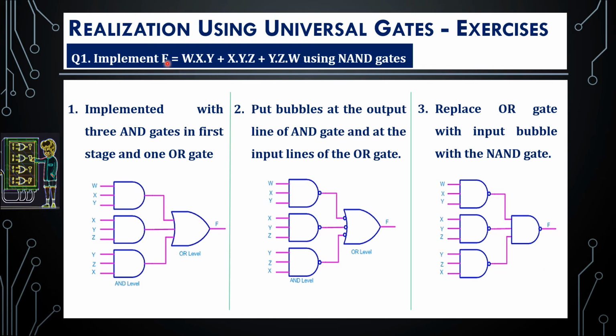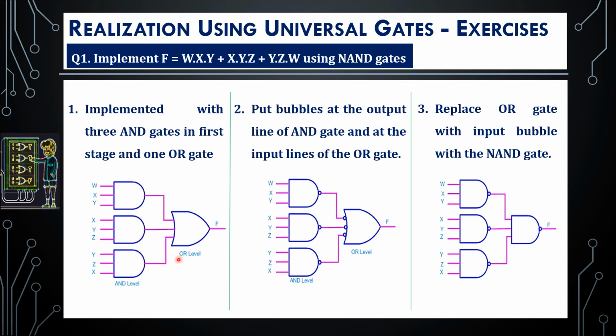The first step is we need to implement this function using AOI logic and OR inverter logic. Fine. So we have three minterms here. So we are making use of these three AND gates, followed by an OR gate in the second level. So the first step is implementing the given function using AND, OR and inverters.